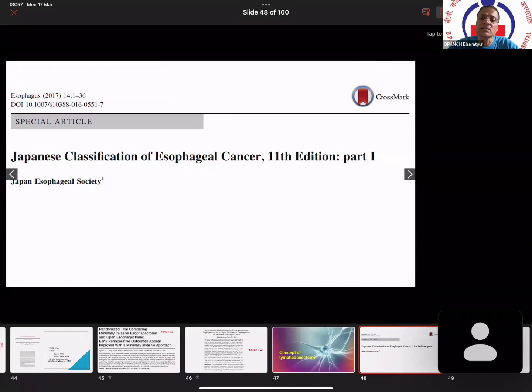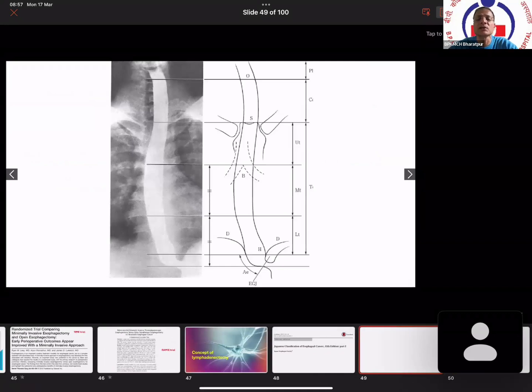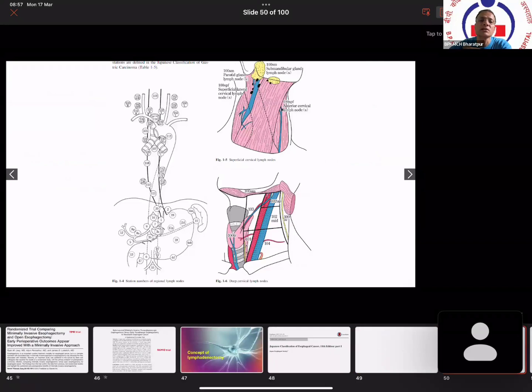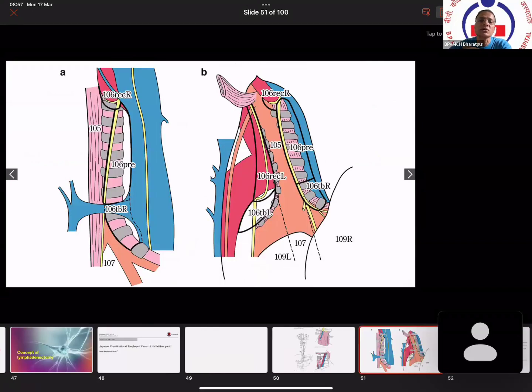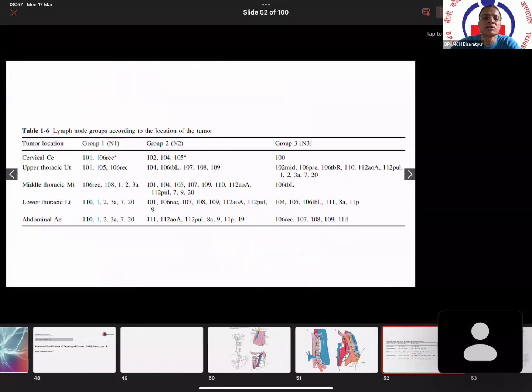So the 11th edition Japanese classification is very good. I think the residents have to know about this one. The esophagus is divided into these 3 parts. There are a lot of lymph node groups according to the Japanese Esophageal Society, and I think we should be following this. Personally, in our institute, we follow the Japanese Society guideline for the esophageal cancer station distribution.